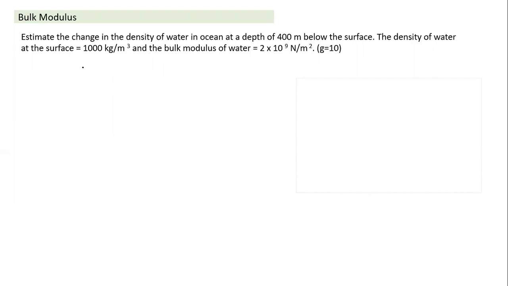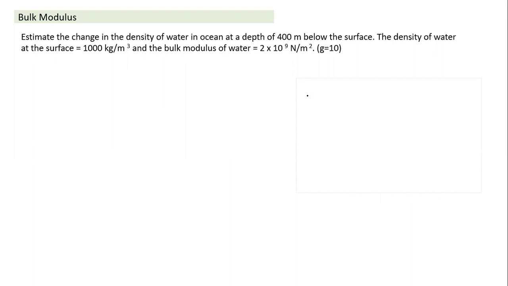So this question is: estimate the change in density of water in the ocean at a depth of 400 meters. So let's understand. We know the property of water; for experiment, it can easily be found out, and this value is defined. The bulk modulus of water is this. So what is the change in density of water at a depth of 400 meters? Given the density of water at the surface is 1000 kg per meter cube.